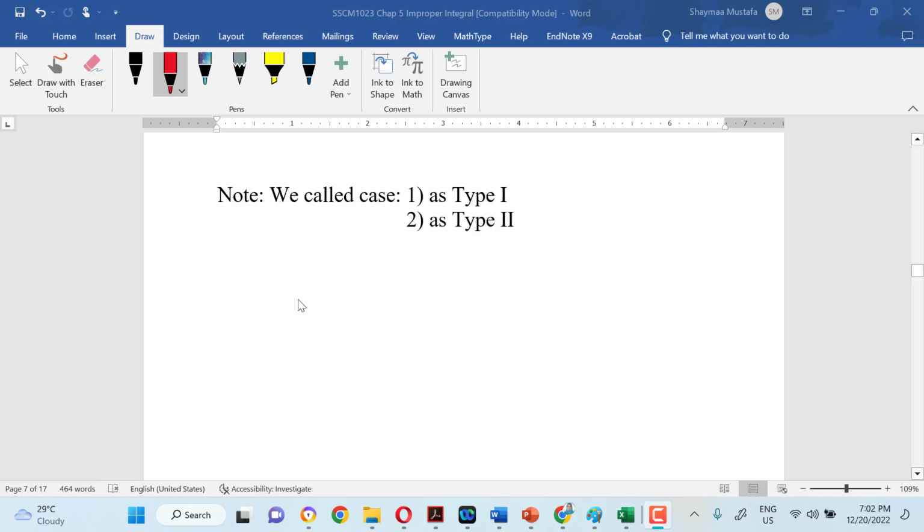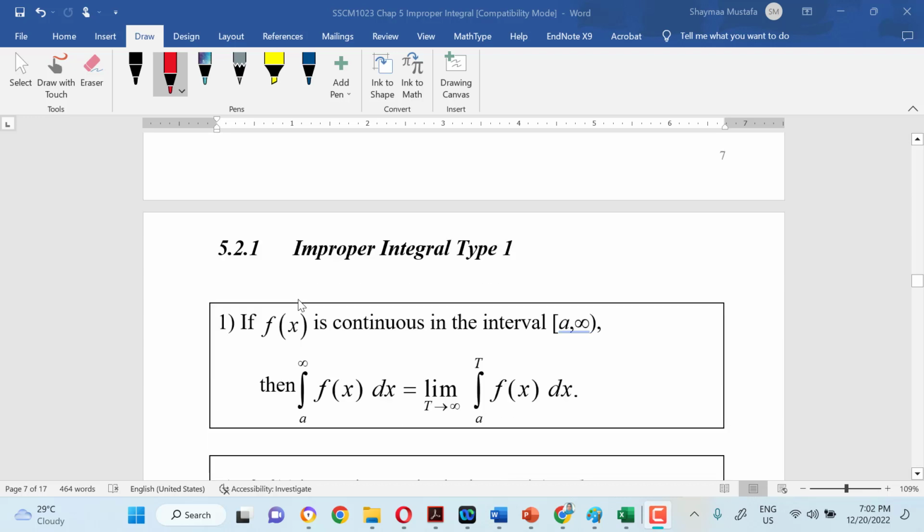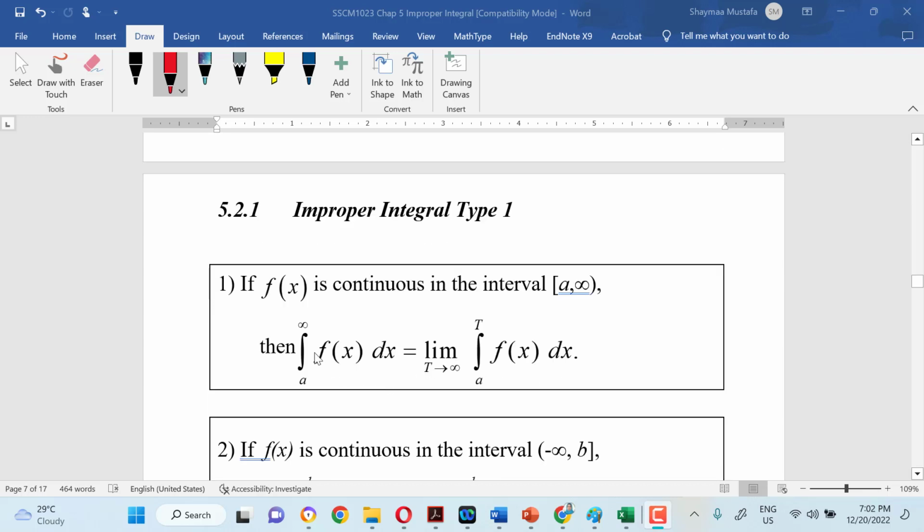Let us go to an example to clarify this. This is the first case, improper integral type 1, when the upper boundary goes to infinity. Now how can I evaluate this integral? I will replace the infinity with a variable t, and then evaluate this integral from a to t. After I evaluate the integral, I will take the limit when t goes to infinity.